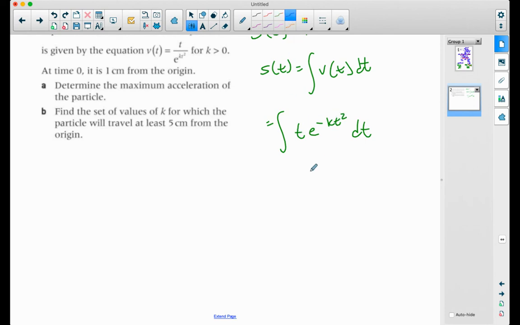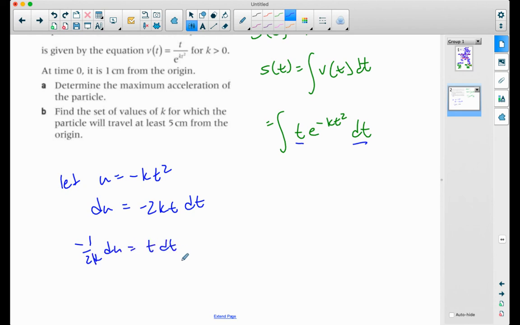Well, I can see that the chain rule here, derivative is there. So I'm going to let u equal negative k t squared. So this is a u substitution. So du will be negative 2k t dt. Well, I have a t and a dt, so I'm going to move these over. So negative 1 over 2k du is equal to t dt.